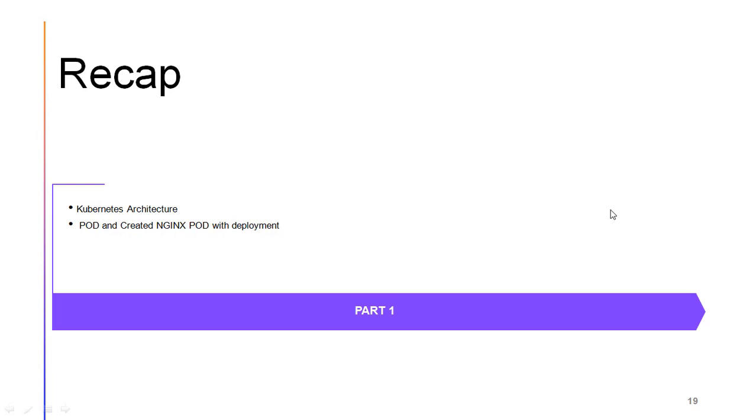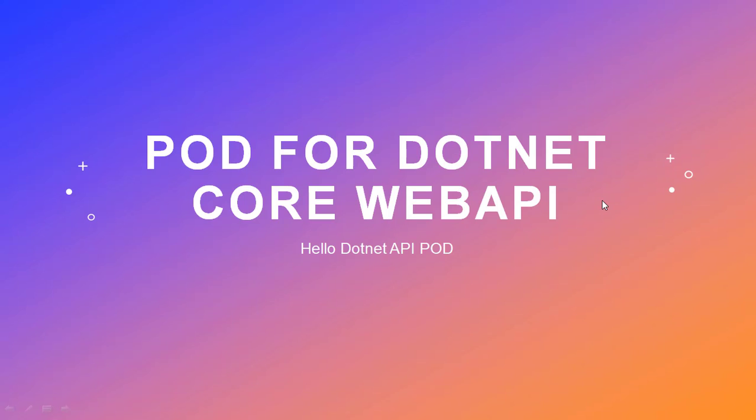Now let's move to the current video. Today again we are going to create a pod, but this time instead of Nginx, we are going to create a pod for a .NET Core Web API. Previously we created the pod with a command, but this time we are going to create a pod with a YAML file. So how can we create pods with a deployment YAML file, with declarations?